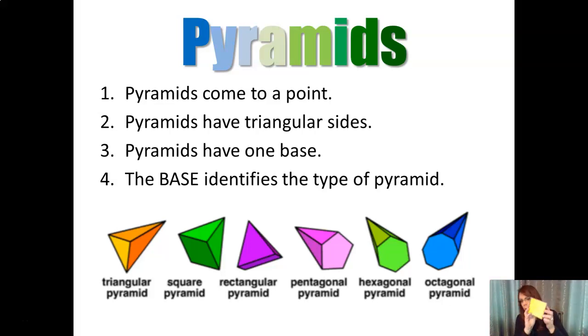Here's another one. One base, right? All pyramids have one base. The base is a square. The sides are triangular. It comes to a point. This is a square pyramid. All right, and we are going to practice some more on those shapes just to make sure that you feel good about identifying those. I'm sure you guys will do awesome on it.